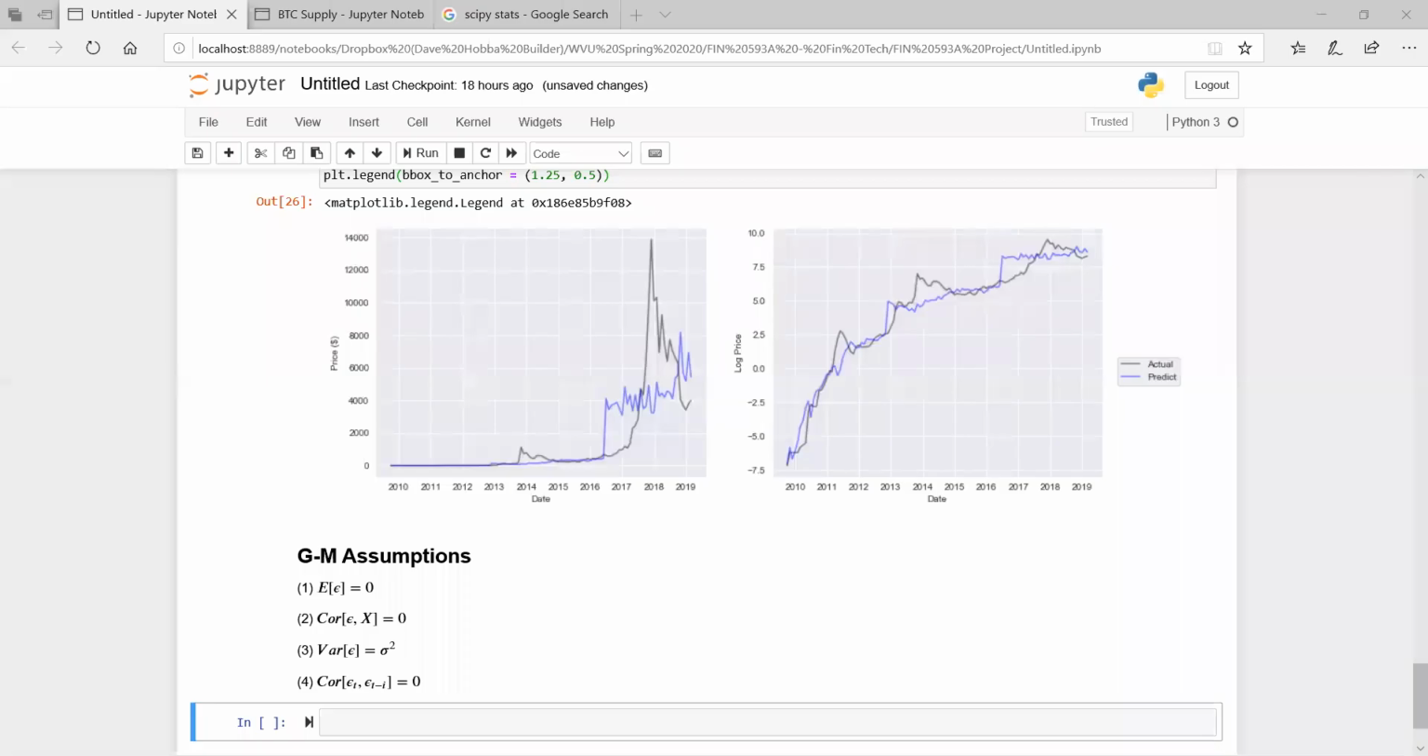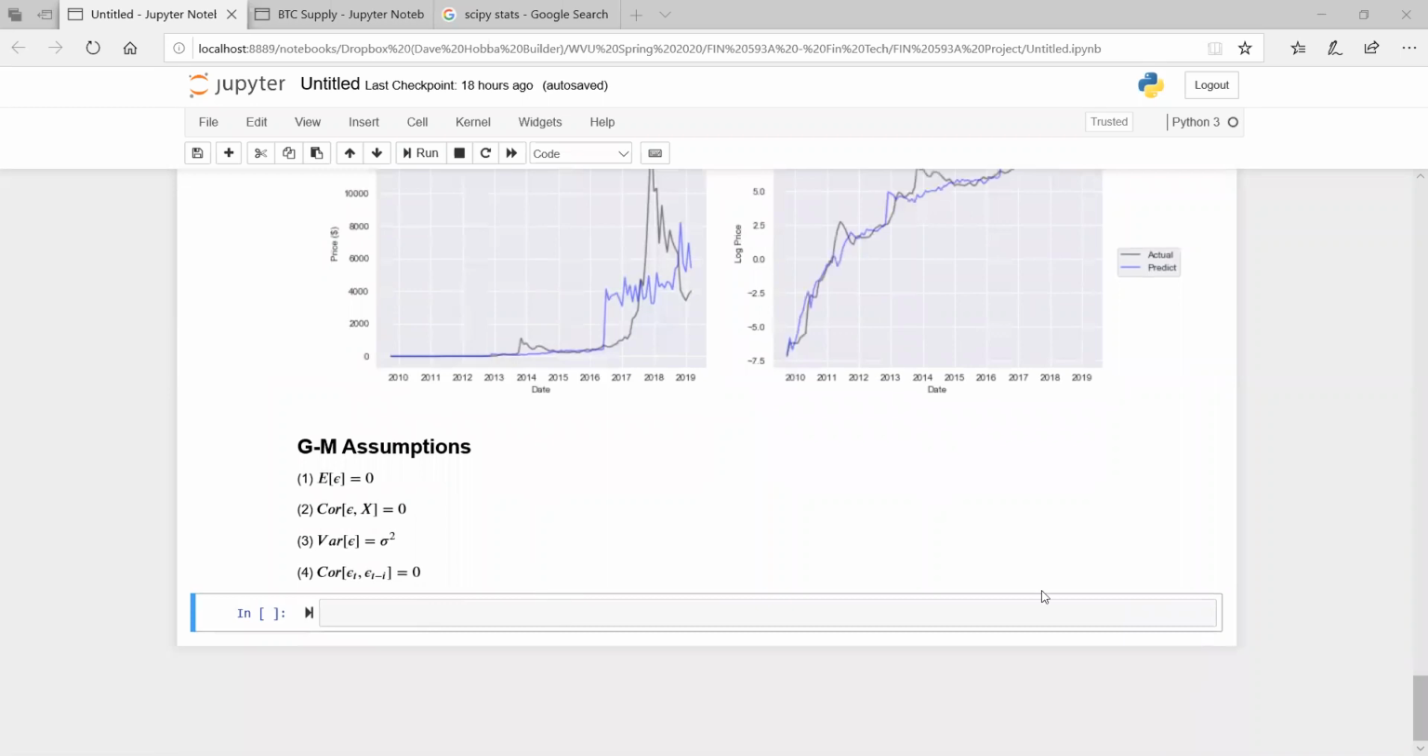For these assumptions, the expected value of the error term has to be 0. The covariance between our explanatory variable, which would be log stock to flow ratio, and the error term has to be 0. It has to be homoscedastic, so it has to have a constant variance, not conditional on log stock to flow or not conditional on time. And then there has to be 0 autocorrelation. So these are the four main assumptions. So let's start with the first one.